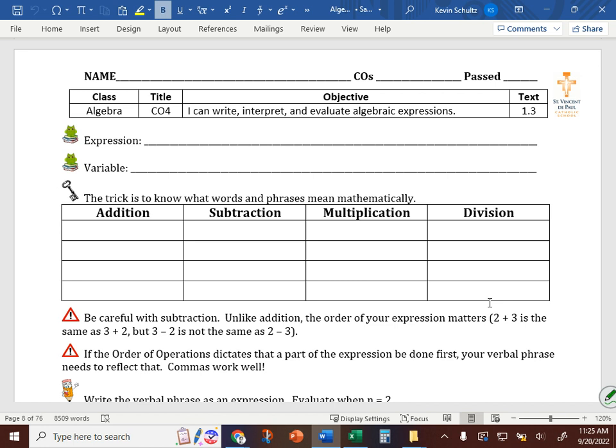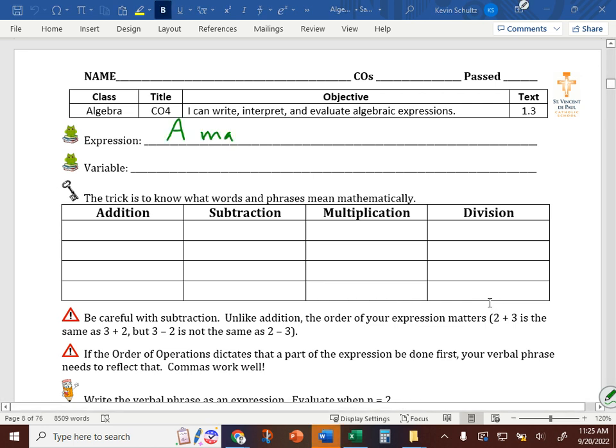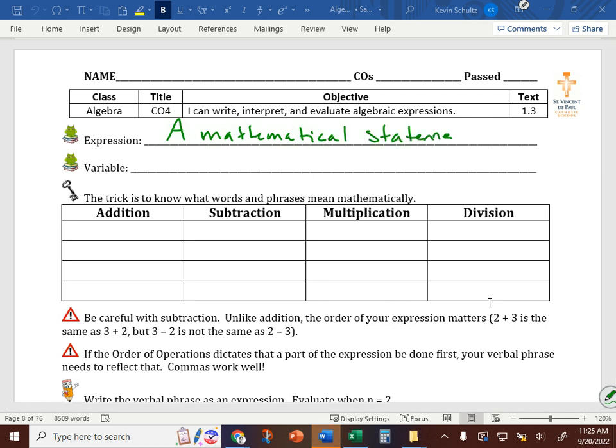So first of all, a couple definitions. An expression, a mathematical expression. Anybody? Kate? A mathematical statement. Perfect. I would not have said it any better myself. A mathematical statement. Okay? A mathematical statement.